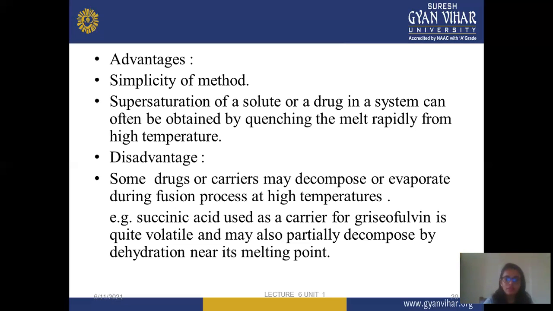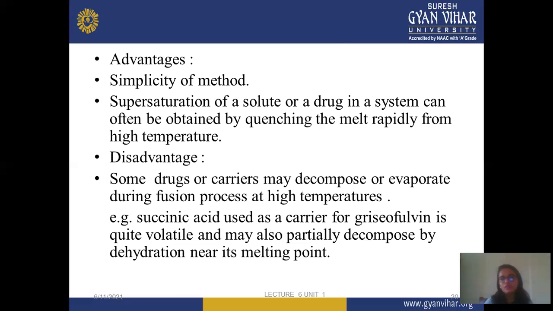When you use this melting method with succinic acid and glycerol, which are volatile in nature, they partially decompose or show structural changes due to dehydration, and they melt and don't keep their specific structure due to the high temperature. So first, check whether the compound is heat stable or not. It should not be thermolabile. And if it is not thermolabile, then use this method.